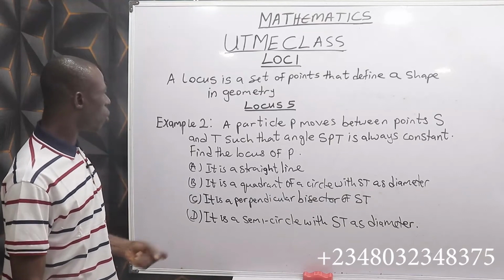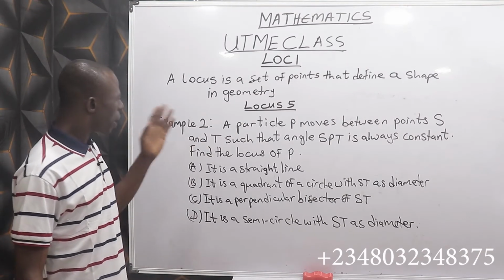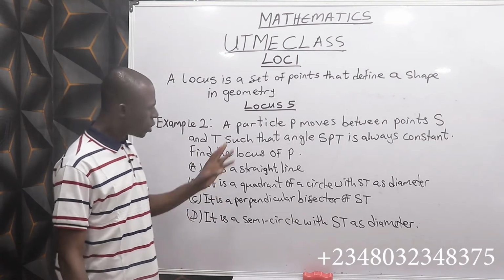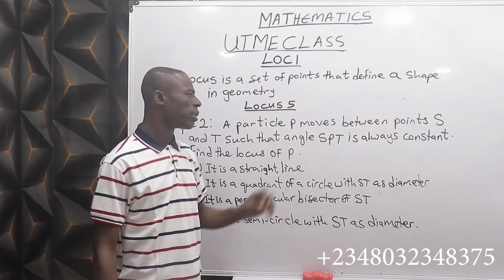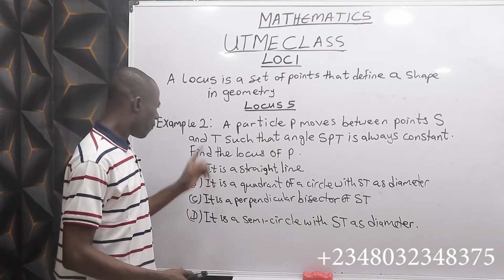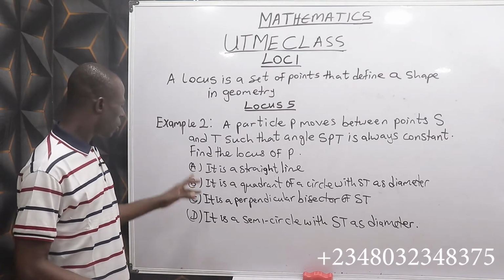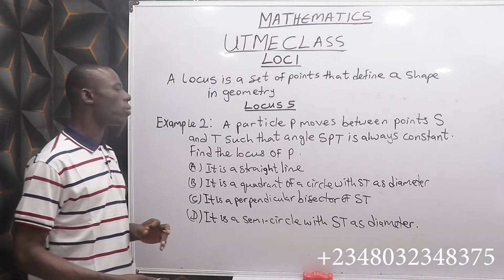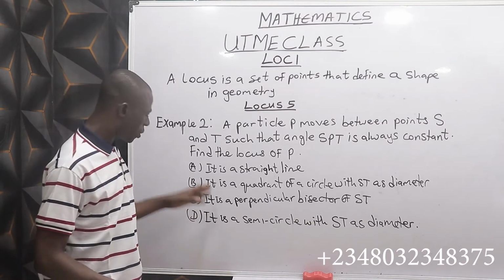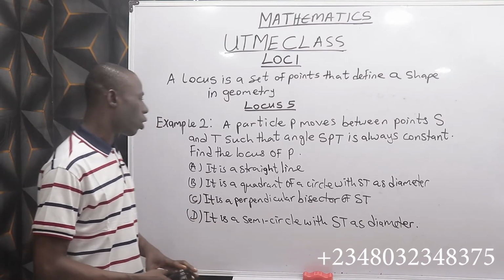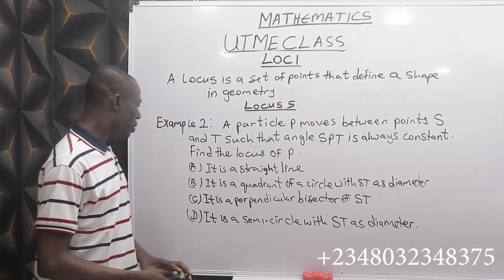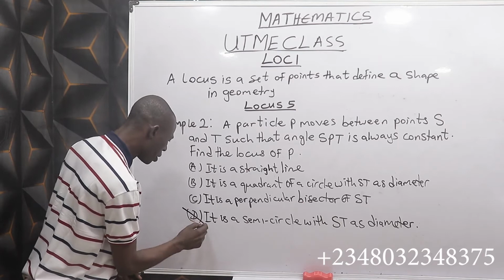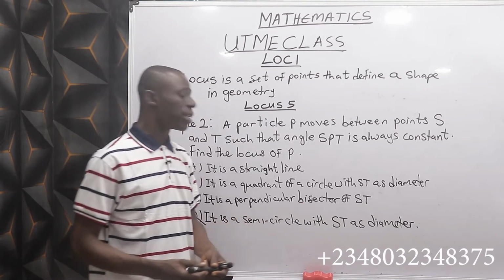Let's consider example 2 under locus 5. A particle P moves between points S and T such that angle SPT is always constant. Find the locus of P. Option A, it is a straight line. Option B, it is a quadrant of a circle with ST as diameter. Option C, it is a perpendicular bisector of ST. Option D, it is a semicircle with ST as diameter. The correct option is option D. It is a semicircle with ST as diameter.